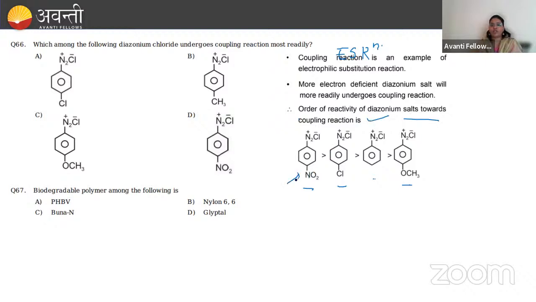This is the most electron deficient. Why is it most electron deficient? Because a withdrawing group is present here. It is going to attract all the electrons towards itself. Withdraw कर रहा है वो electrons. ठीक है? OCH3 क्या है? Donating है. CH3 भी क्या है? Donating है. But not as good a donor as compared to OCH3.